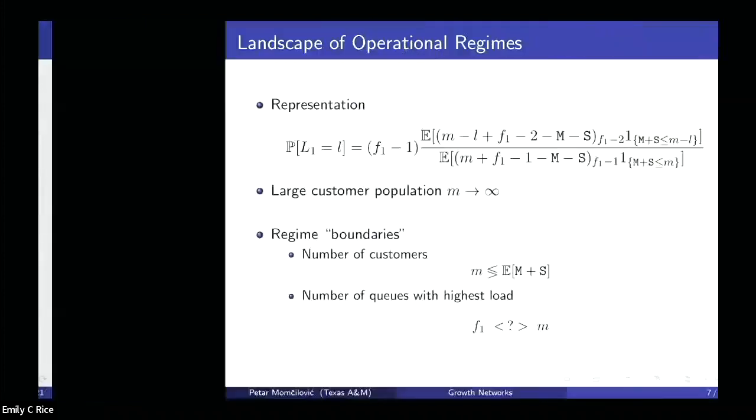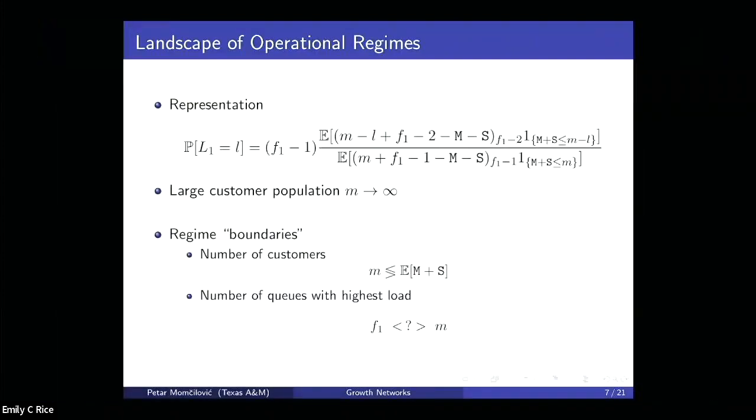All right, now, this is the representation, right? I'm looking for the regime where there are many customers, and I'm looking for the regime boundaries. Kind of, I want a landscape. And the first thing I notice here is that one thing that will determine what's happening is this indicator, whether it's 0 or 1. That means it will be important how the number of customers relates to the expected value of m plus s.